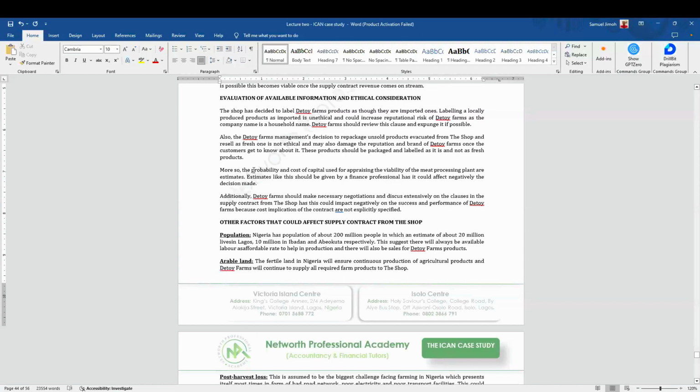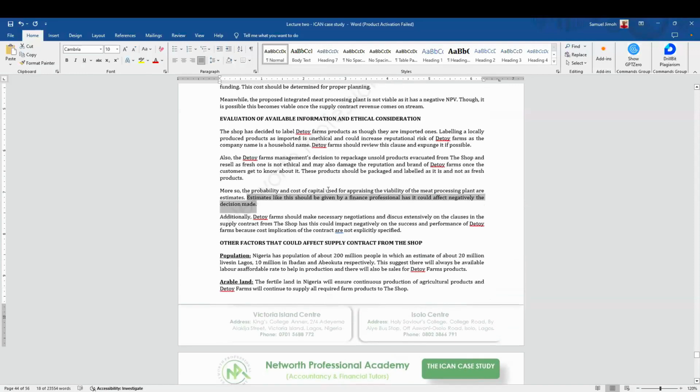So the probability, they use probability are just probability. What about the actual figure? Those are some of the issues that could have made the NPV to be negative. Then, to discuss on the clauses, they should discuss on those clauses that I have identified earlier. Those are those ethical and skeptical issues I've identified.